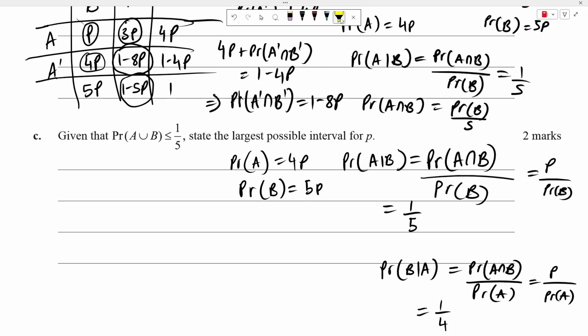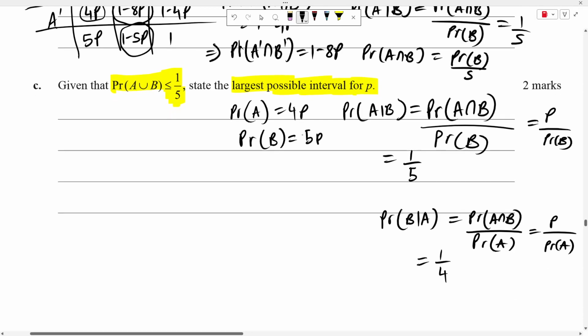Hey everyone, welcome back to the Methods 2017 Exam 1, and this video is going to be focusing on question 8C. Now this question tells us that given that the probability of A union B is less than or equal to 1 over 5, state the largest possible interval for P. To make this a little bit easier, I've written information from the previous parts of the question, which are going to help us here.